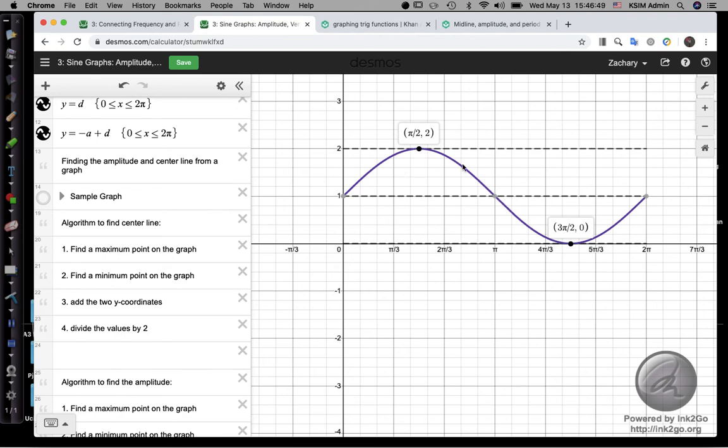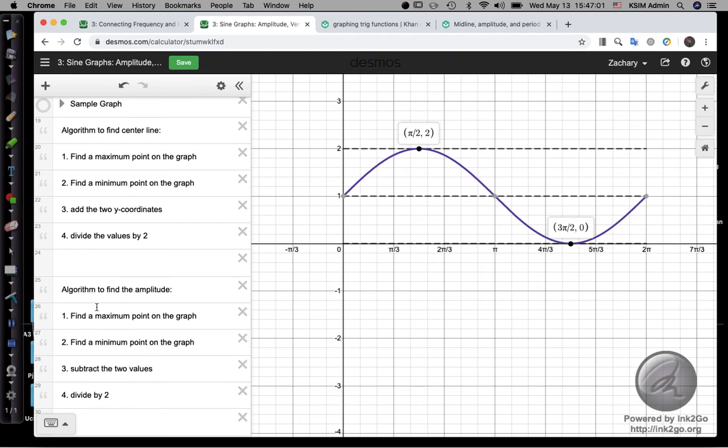The value of 2 plus 0, divide that by 2, and we found where the center line would be. 2 divided by 2 is 1. We can see that clearly here. Additionally, we have an algorithm to find the amplitude. If we find the maximum point on the graph and the minimum point, and subtract, 2 minus 0, divide by 2, again we get 1, the amplitude.